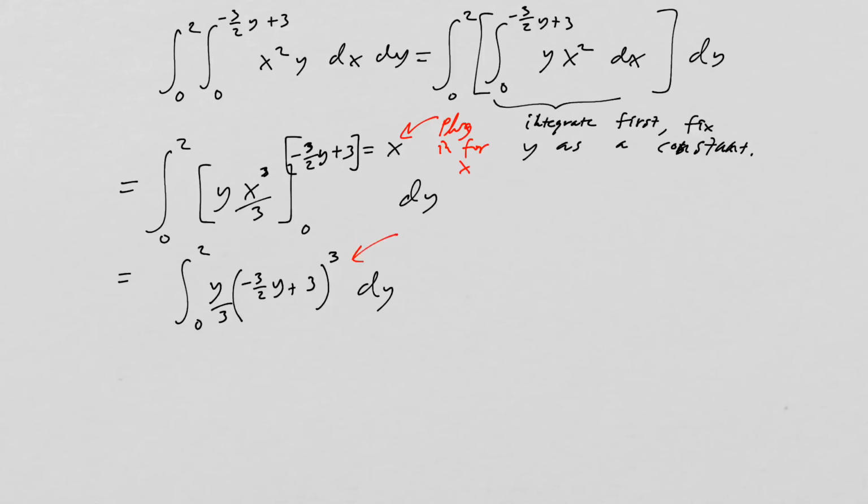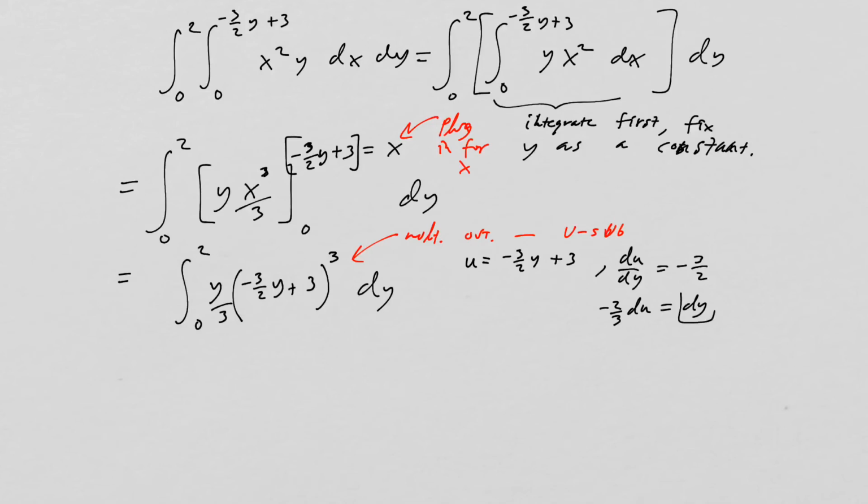We have to multiply this out, or what we can do is we might be able to simplify this a little bit. It might be helpful to do a little simplification here, just to help smooth things out. It doesn't really matter. What I'm going to do instead is a u-substitution. Either way you do it, it's fine. So I'm going to say that u is equal to negative 3 halves y plus 3. And then du dy is equal to negative 3 halves. And so that means that negative 2/3 du is equal to dy. So anywhere I see a dy, I can put a negative 2/3 du in its place.